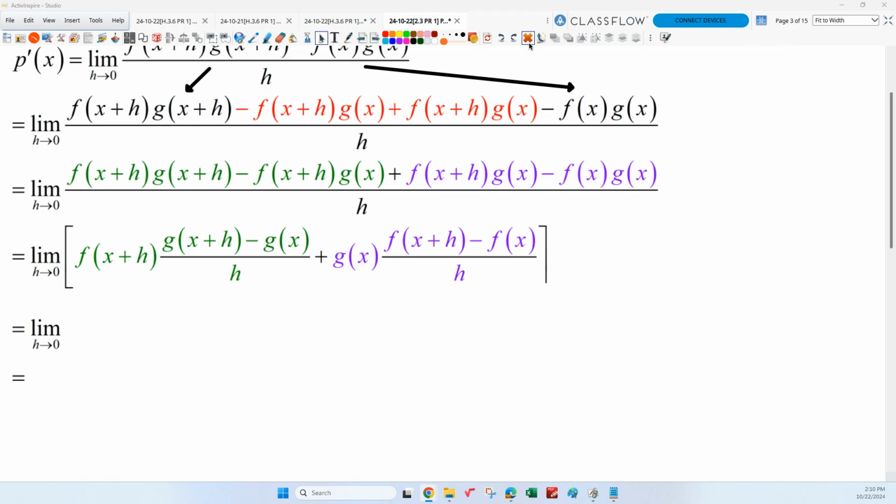What does this look like? We already know that looks like g prime of x, don't we? Right, agreed? The limit of g of x plus h minus g of x over h as h goes to 0. Isn't that whole thing right here just g prime of x? That is the derivative definition. What's this? Yeah, that's f prime of x.